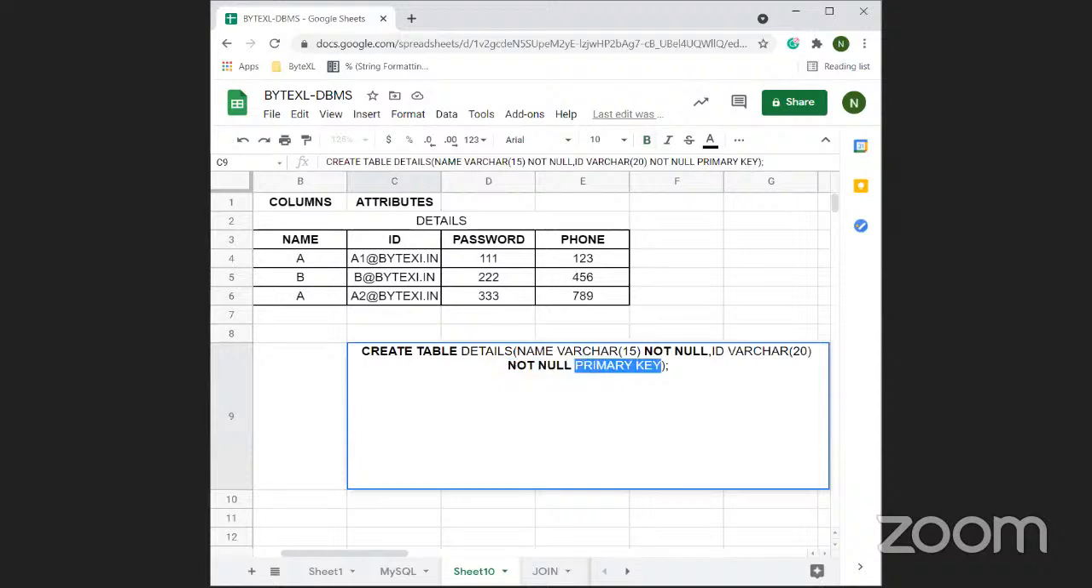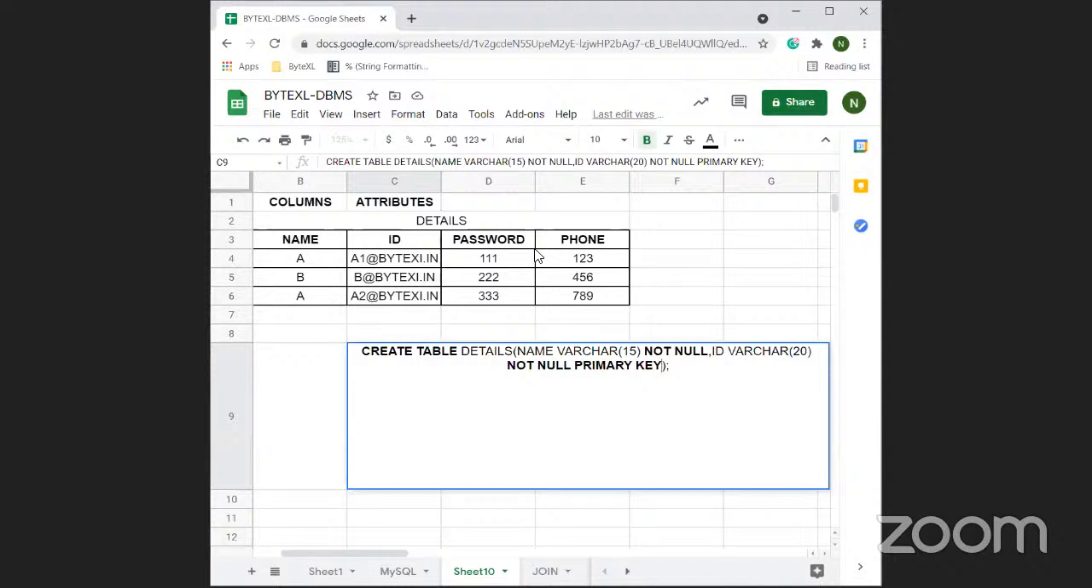Now this is primary key. Again, a keyword. What is primary key? We have discussed already. The most important value in any given table is called primary key. Key means important, primary means one of the most important values here. Based on ID, we can get all other values.